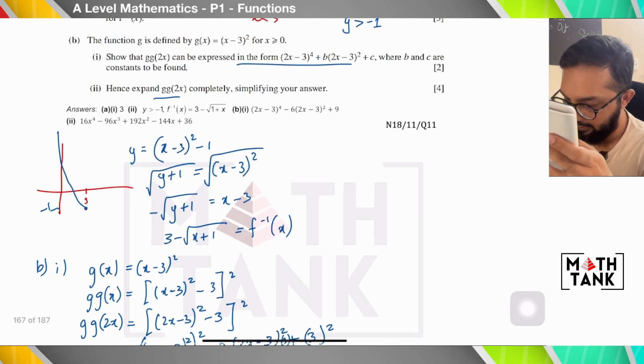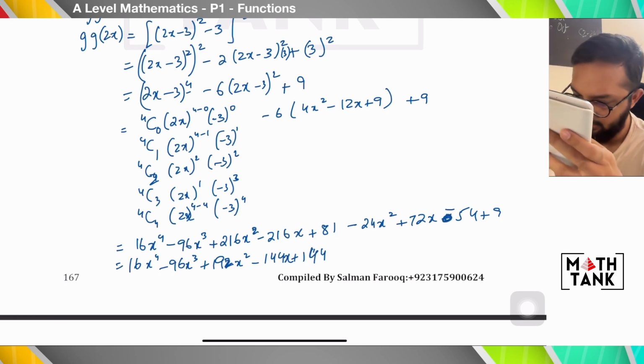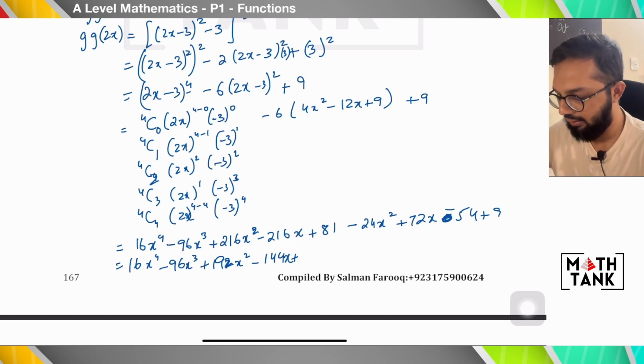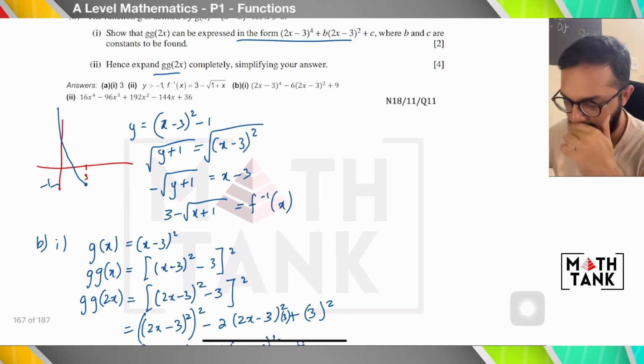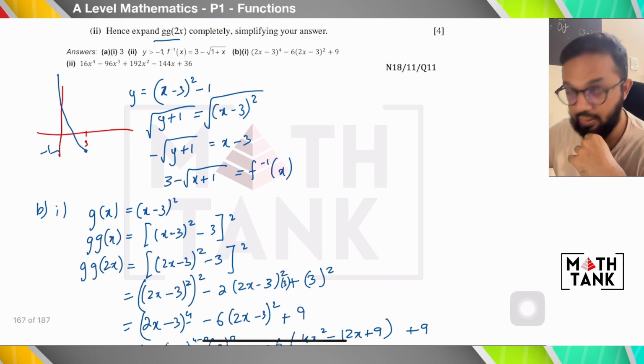Is that the right answer? I didn't get 36. Oh, that is minus 54. So 81 minus 54 plus 9. Yeah, that's 36. Yeah, I've gotten all the right terms.